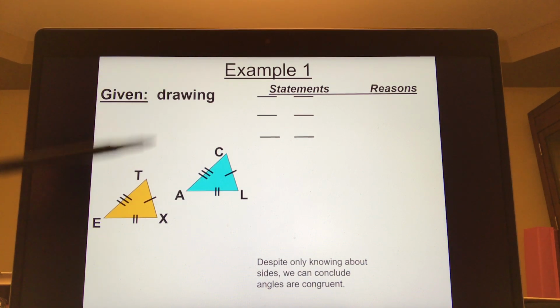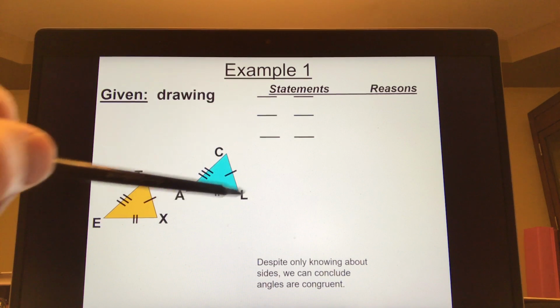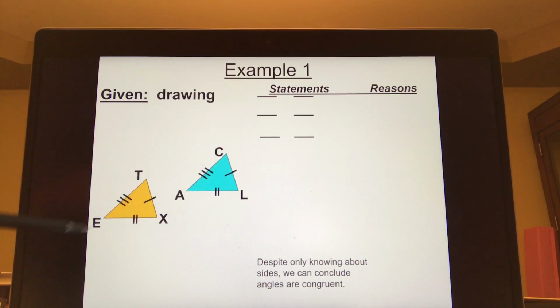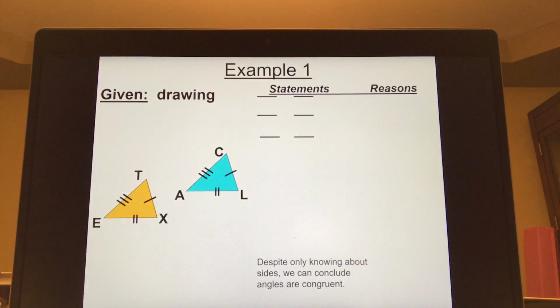You're trying to prove that E is congruent to one of the angles over here. Now, it's pretty obvious which one of these 3 angles it is congruent to. E is not congruent to C, E is not congruent to L. If these 3 and these 3 are really congruent, you could take this triangle and just slide it over to the top of that one. You'd see that E and A are the ones that are congruent.